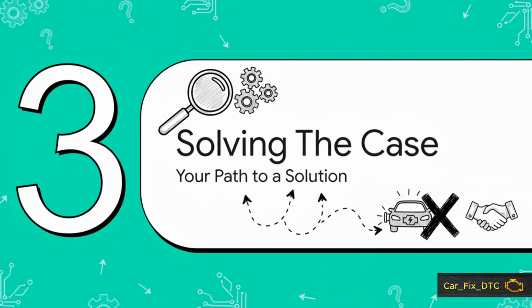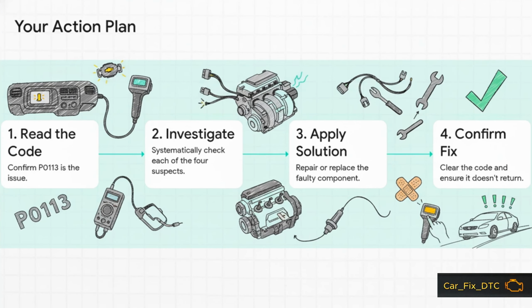Okay, so we've got our lineup of suspects. Now for the big question. How do we actually solve this case and get that annoying check engine light to turn off for good? Well, it all comes down to following a clear step-by-step process. Here's your 4-step action plan. Step 1, double-check the code. Make sure it's actually P0113.